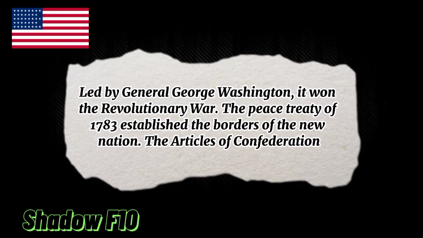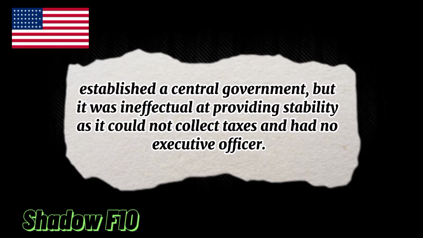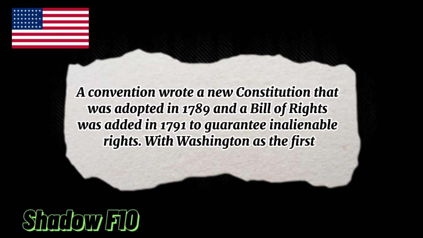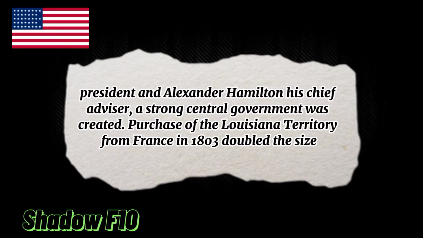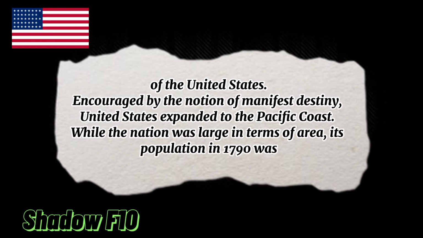The Articles of Confederation established a central government, but it was ineffectual at providing stability as it could not collect taxes and had no executive officer. A convention wrote a new constitution that was adopted in 1789, and a Bill of Rights was added in 1791 to guarantee inalienable rights. With Washington as the first president and Alexander Hamilton his chief advisor, a strong central government was created. Purchase of the Louisiana Territory from France in 1803 doubled the size of the United States.